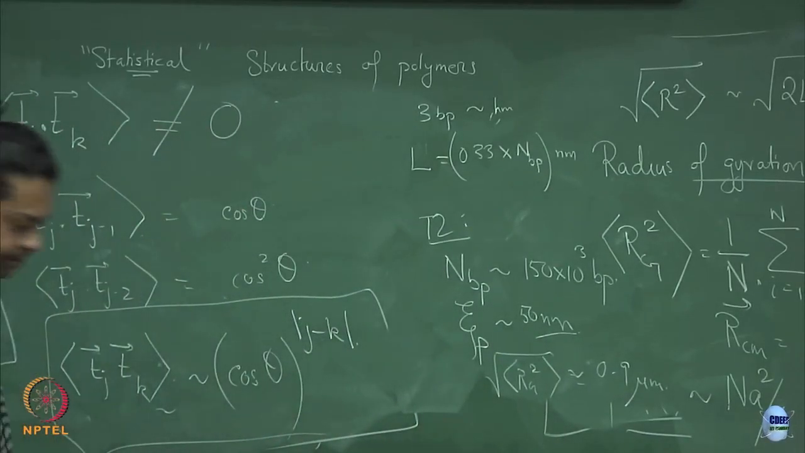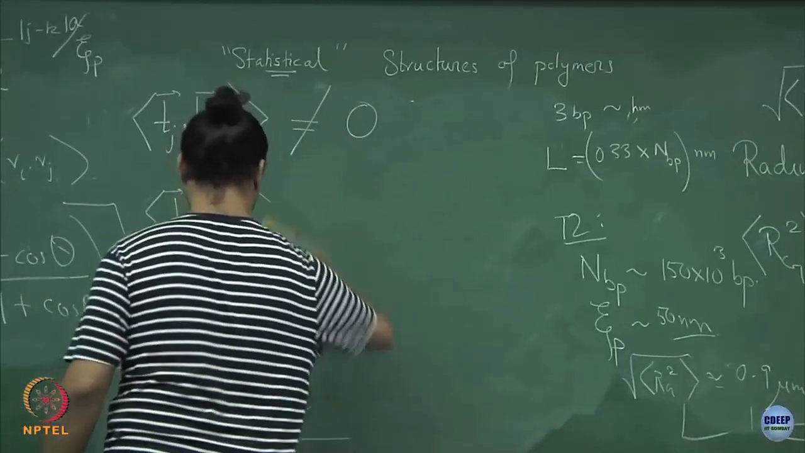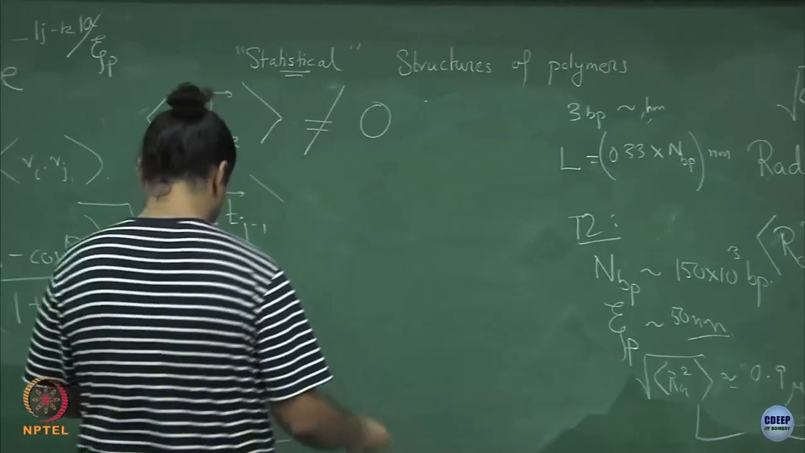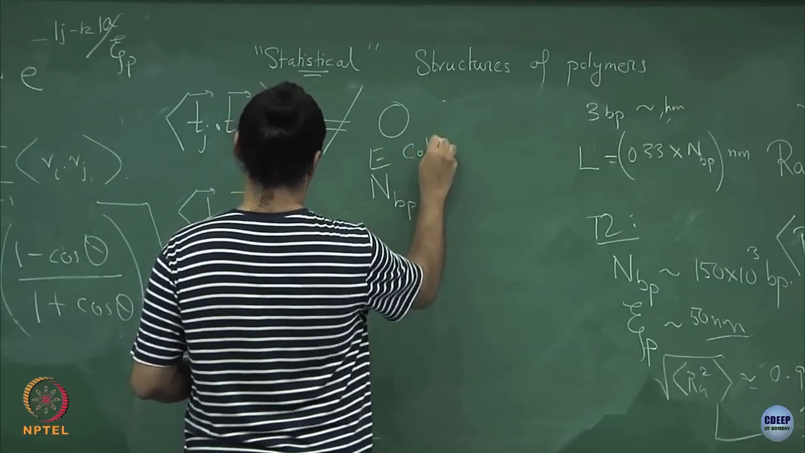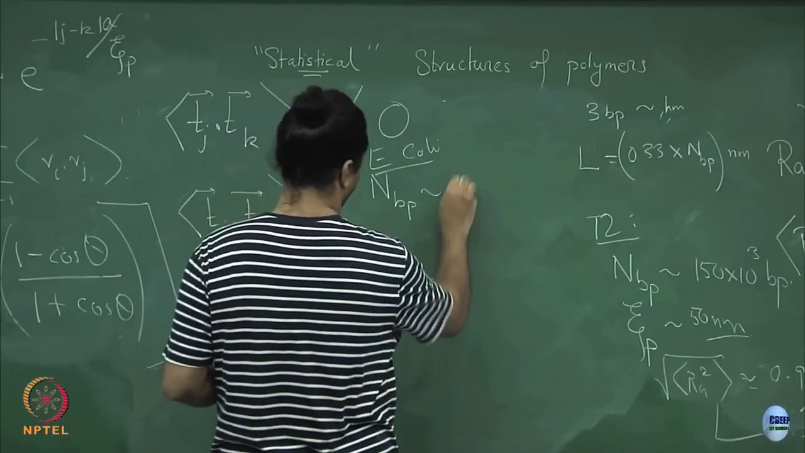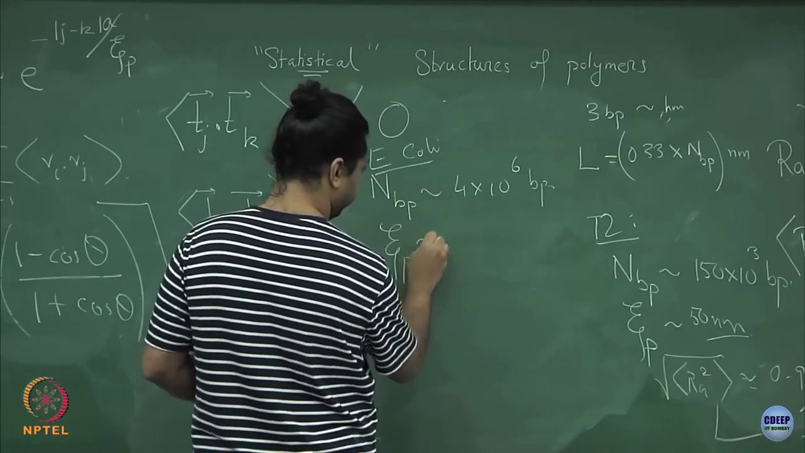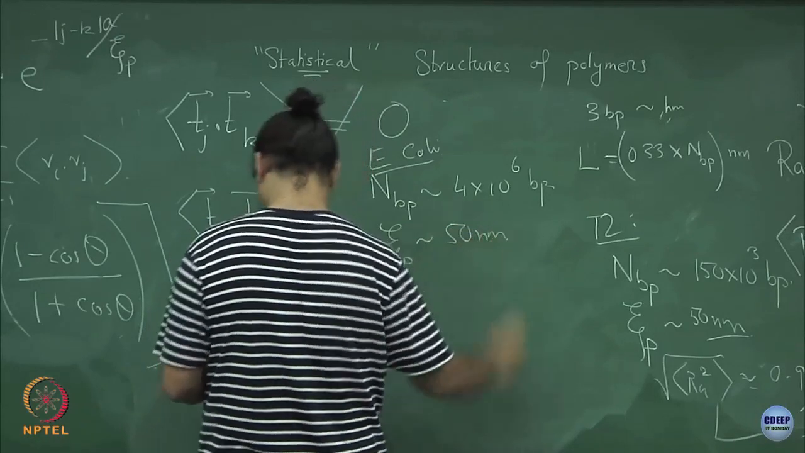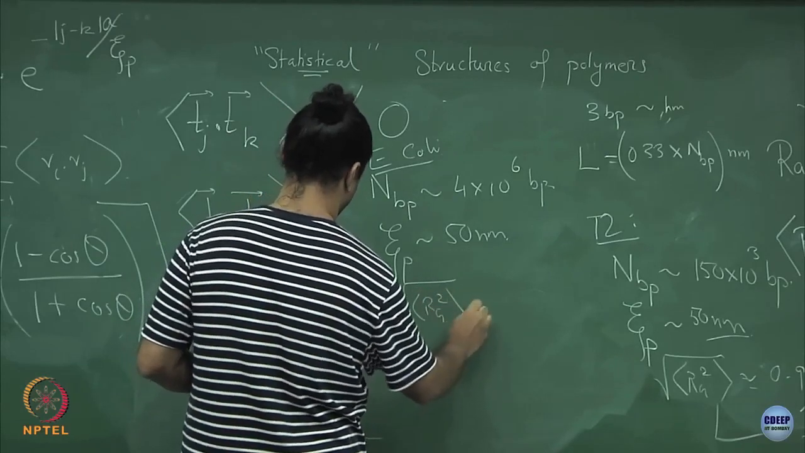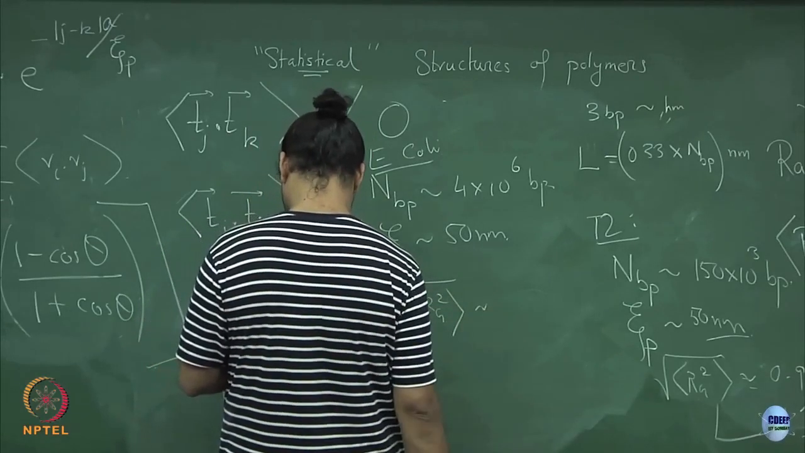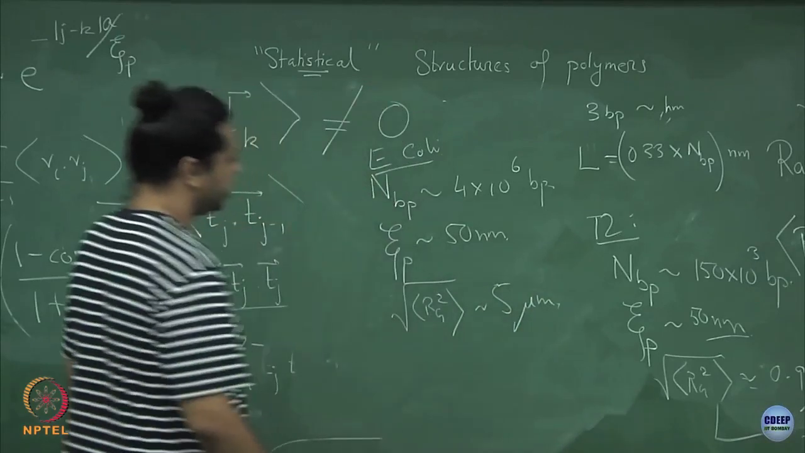Similarly, if you were to do E. coli bacteria, E. coli has some 4 into 10 to the power of 6 base pairs. And again, xi p is the same, it's 50 nanometers. And that gives you a size, the square root of Rg square for E. coli comes to around 5 microns, if you put in the numbers roughly.